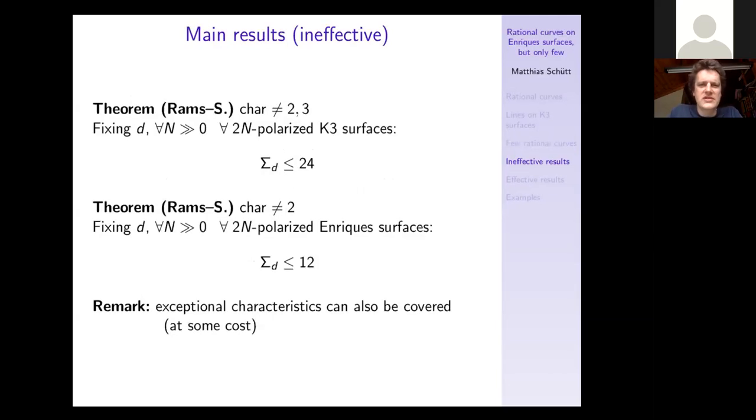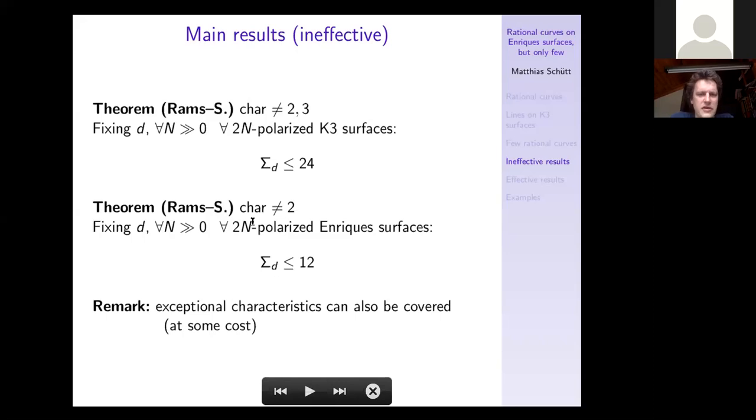So what are the main results? And now I'll tell you the ineffective versions first and tell you how to prove them, because this gives you a good idea of what's going on. And then towards the end, we can try to make all of these things effective. So the first theorem concerns K3s. Let's assume the characteristic is different from 2 and 3. Then fixing D, for every polarization that's big enough, we know 2n polarized K3s have at most 24 rational curves of degree D.